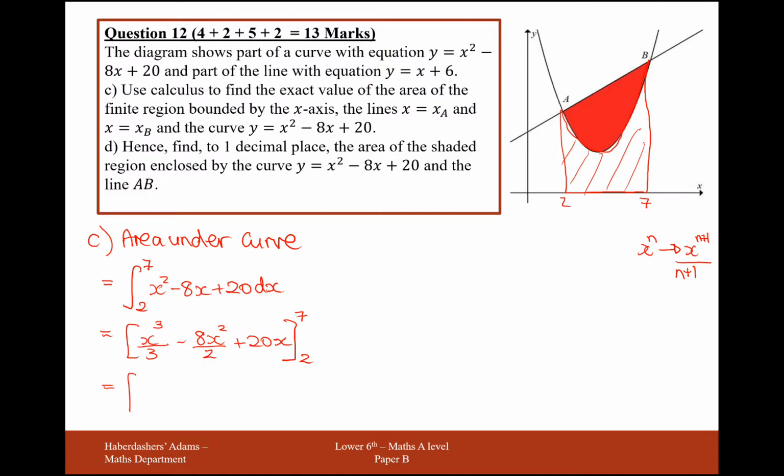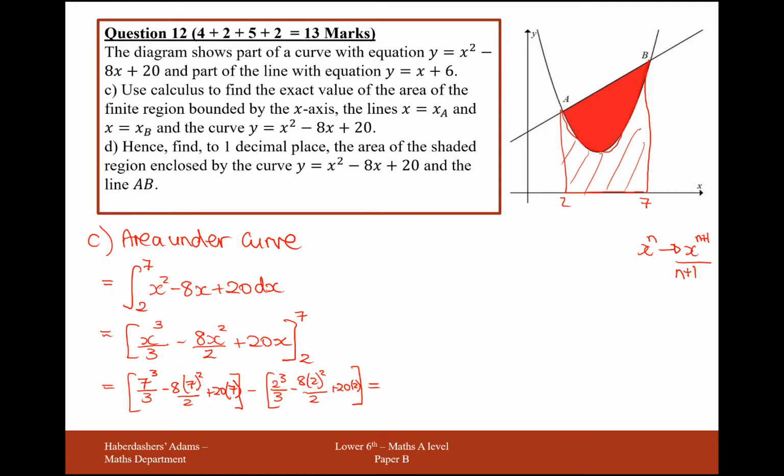The way that we calculate this is we plug 7 into the x values here first, then we subtract 2 being substituted into this formula as well. So it's going to be 7 cubed over 3 minus 8 lots of 7 squared over 2 plus 20 lots of 7, and then it's going to be 2 cubed over 3 minus 8 lots of 2 squared over 2 plus 20 lots of 2.